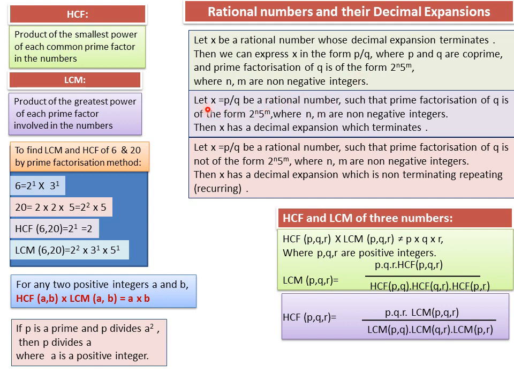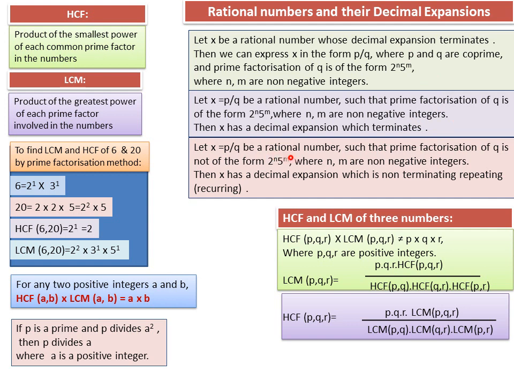Then the same expression is given in a reverse order. So that is a corollary-like statement. Let x equal to p by q be a rational number such that the prime factorization of q is of the form 2 to power n into 5 to power m. Then x has a decimal expansion which terminates. If we are given that x is equal to p by q, where q can be factorized in the form 2 to power n into 5 to power m, then it will have a decimal expansion which terminates. So it means the same thing but in a reverse order. That is a corollary of this statement.